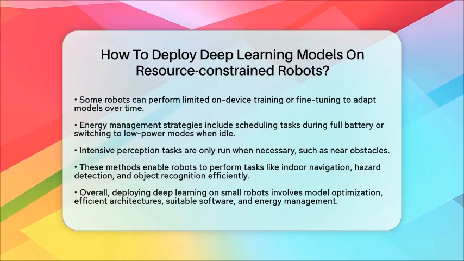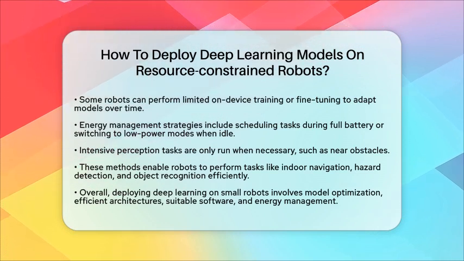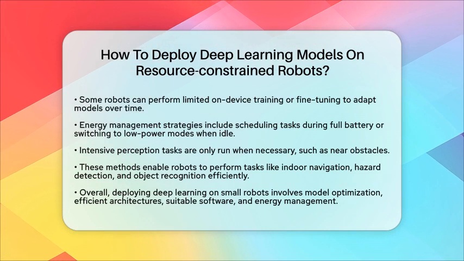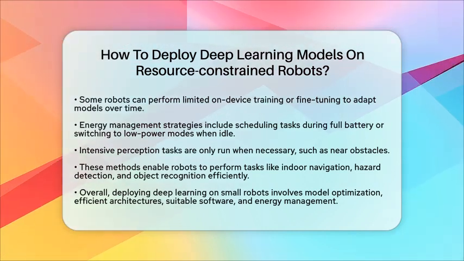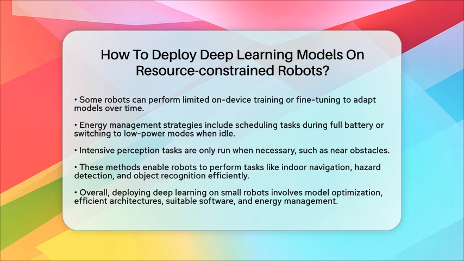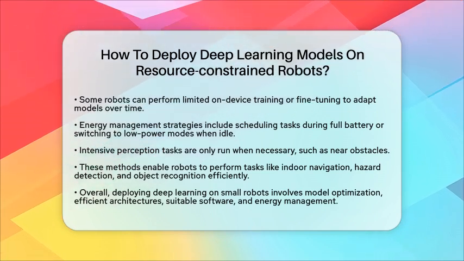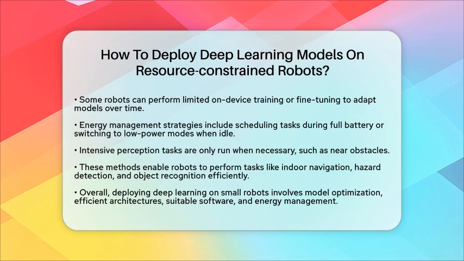All in all, deploying deep learning on resource-limited robots involves making models smaller, choosing efficient architectures, using specialized software, and managing energy carefully. These steps let robots perform smart tasks without needing powerful hardware, opening new doors for robotics in many fields.